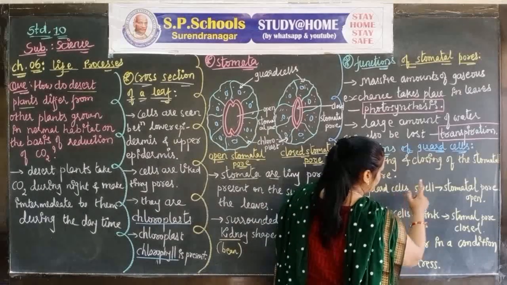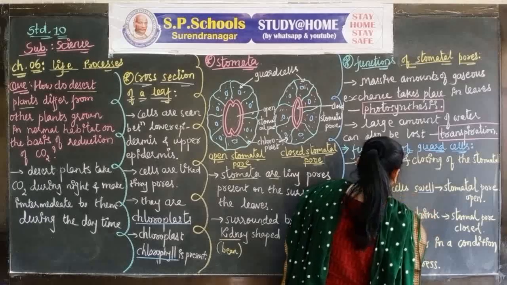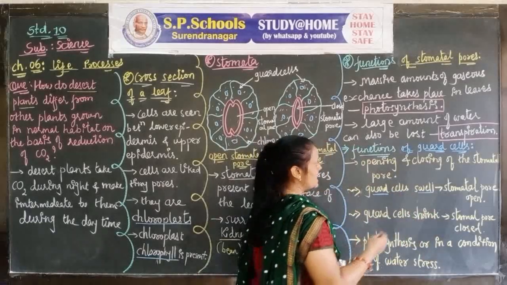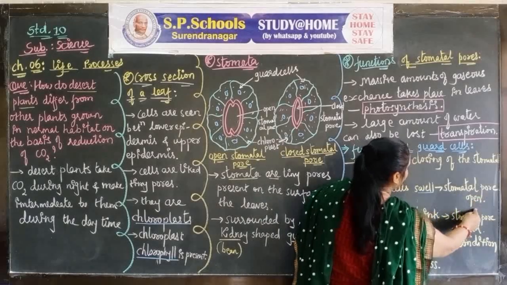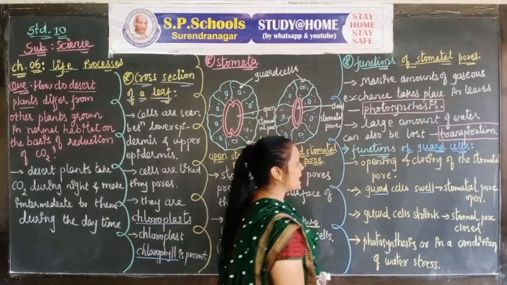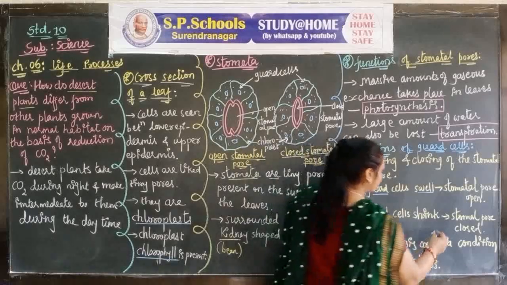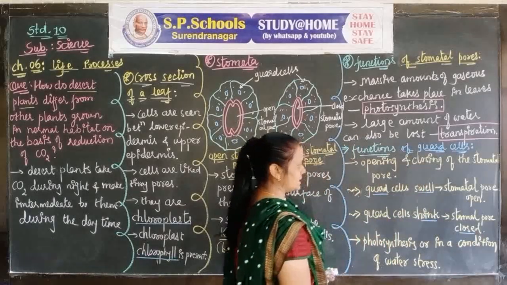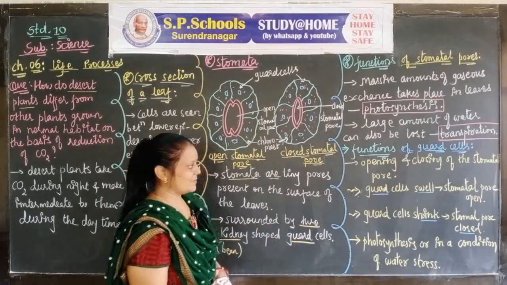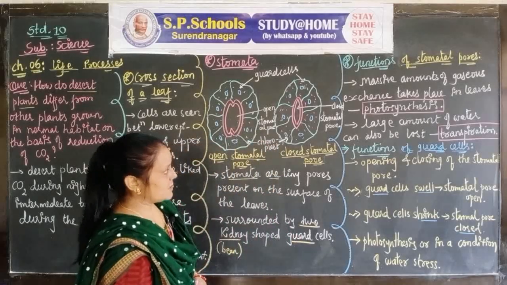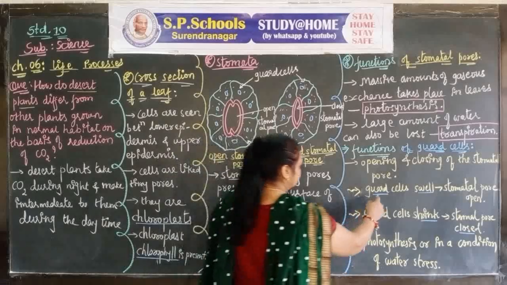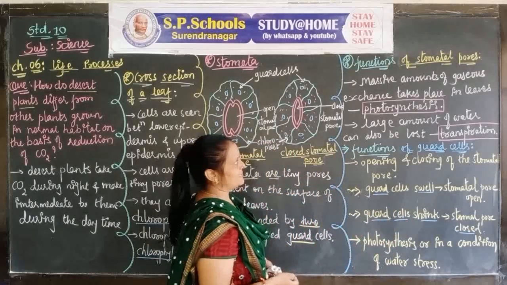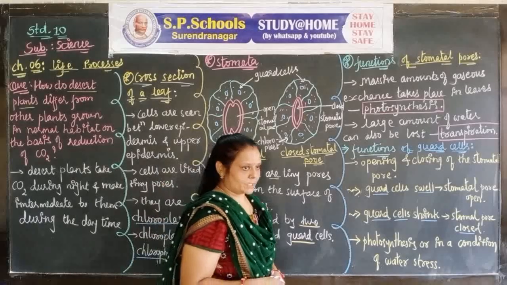When guard cells swell, the stomatal pore opens. When guard cells shrink, the stomatal pore closes. Here notice one thing: students can make a mistake in writing. You have to write guard cells here. You don't have to write stomatal pores.